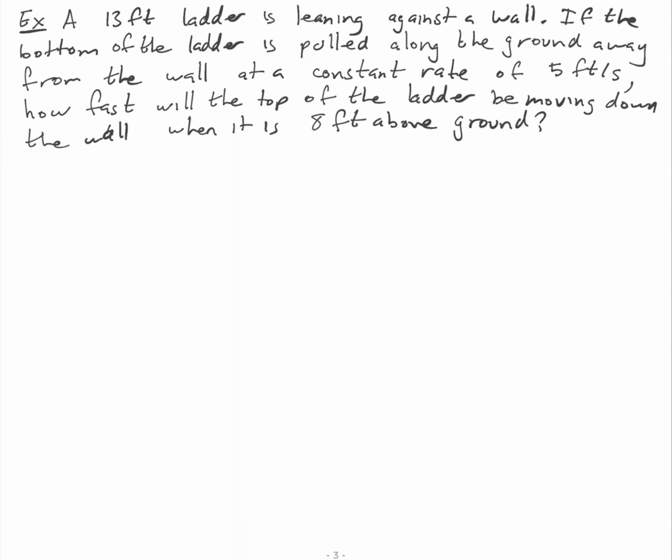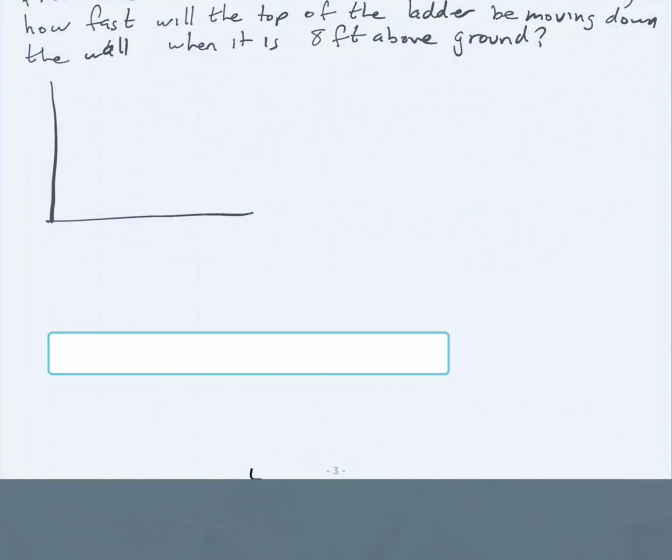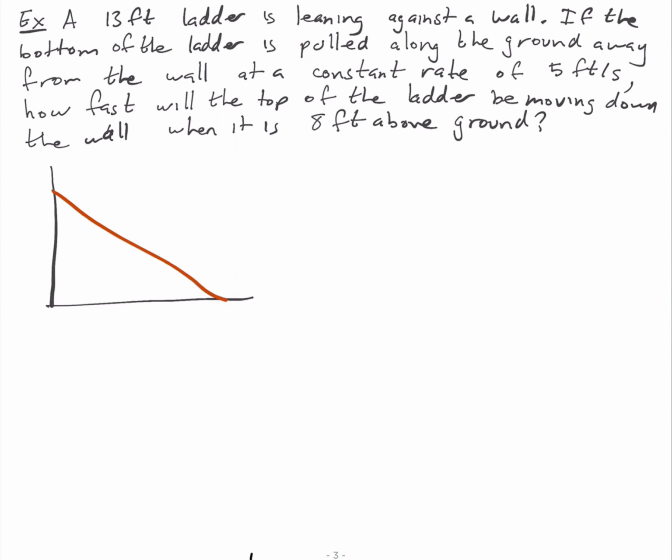So here we have a 13-foot ladder leaning against the wall. So let's draw. If I draw a wall here, wall there, let's say my ladder is orange. My ladder is 13 feet, right? Now notice, is this ever going to change? No, right? Because the ladder is 13 feet long. The length of the ladder does not change because, well, I guess it's an old school ladder. You can't extend it, apparently.